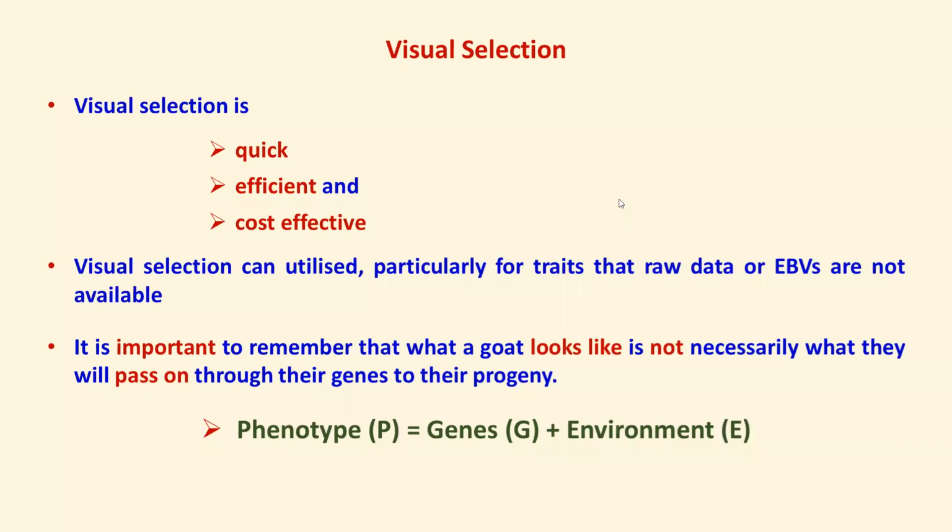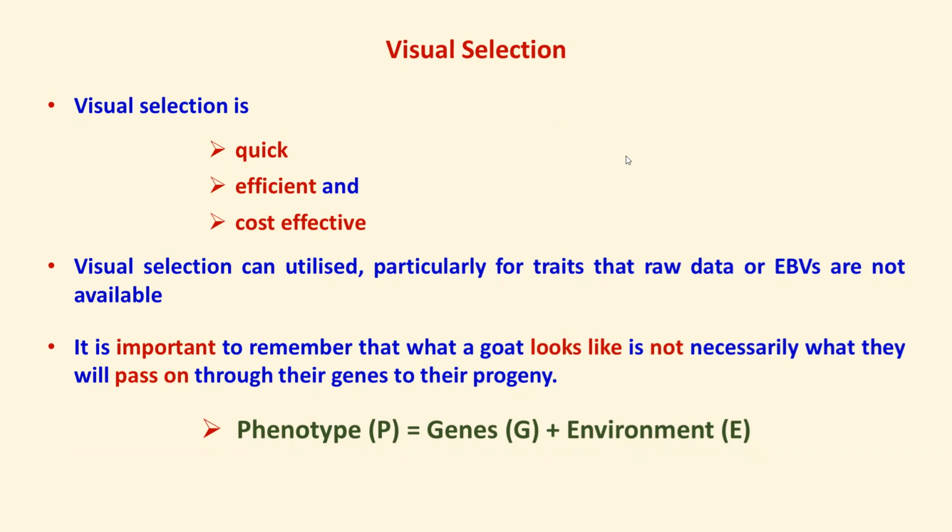Visual selection, as I told, why we prefer visual selection is it is very quick, it is efficient, it is cost effective. Okay, visual selection can be utilized particularly for traits where raw data or estimated breeding values are not available. When you are doing selection for a farm where you have purchased all the animals, you don't have any previous data along with you now, but you want to select your animal, what will you do? You can go for visual selection of the animals. So that is the best way out.